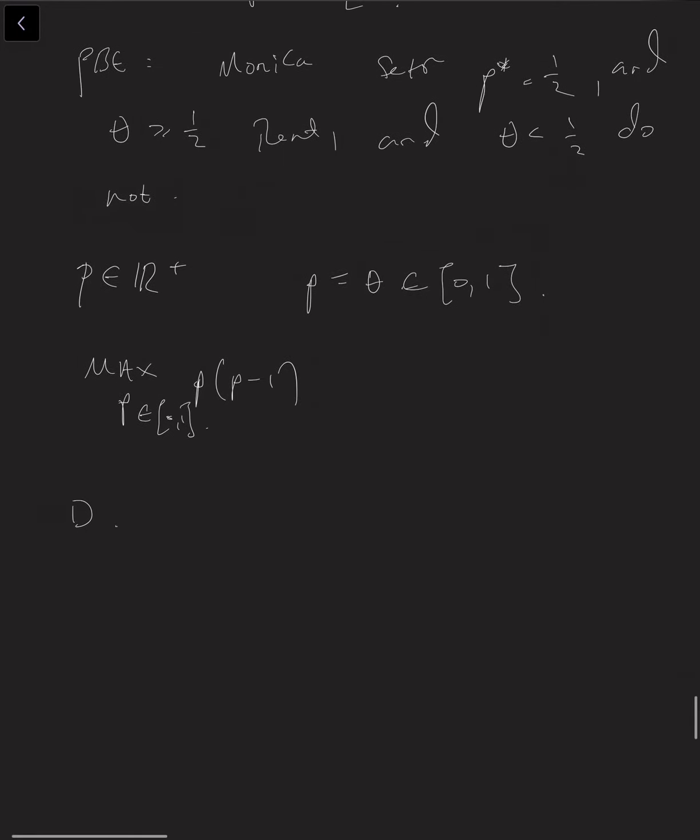Okay, so find all prices that can occur in a pooling PBE. Well, we first, again, specify the uninformed player's strategy. So Monica's strategy in any pooling PBE: obviously the price at which the low quality flat is posted is going to be equal to the price at which the high quality flat is posted, and that's equal to some P star.